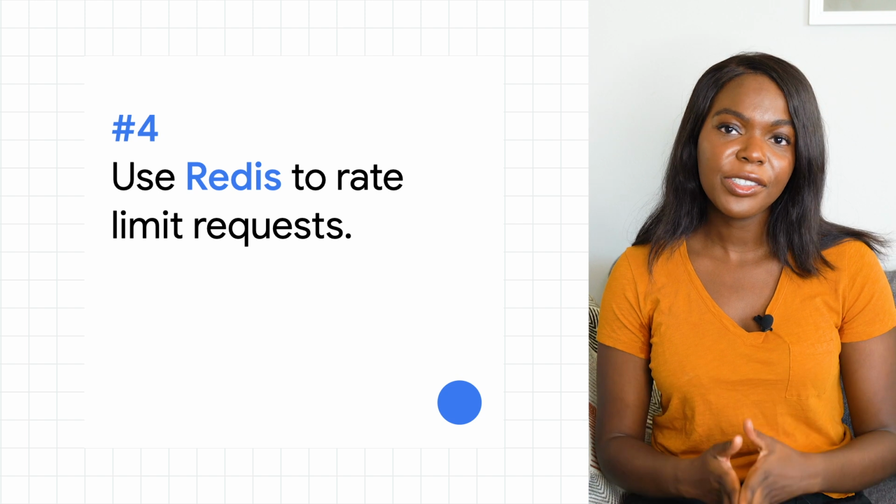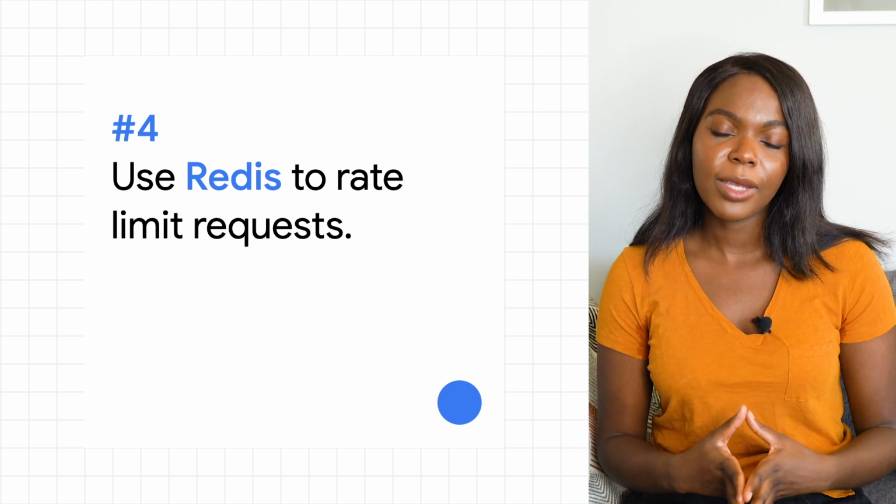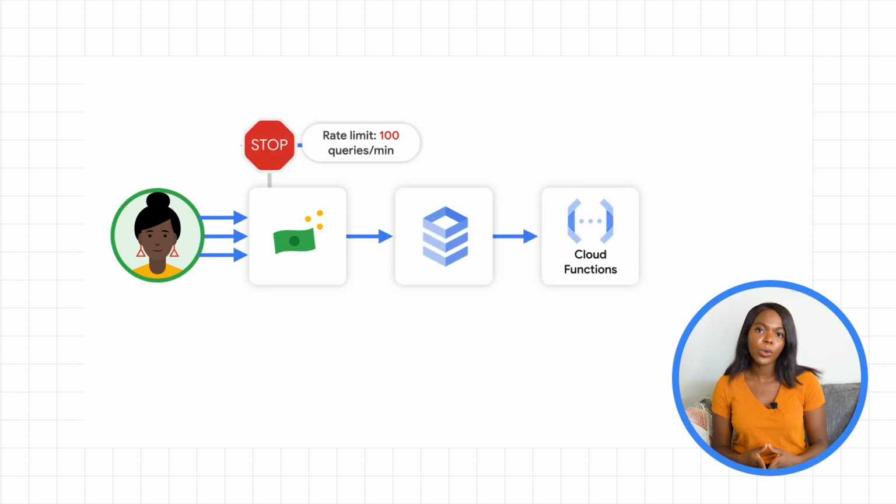Number 4, use Redis to rate limit requests. Sometimes you need to perform rate limiting in the context of the HTTP request. For example, you might want to protect your system from abusive users with per-user rate limits, like 100 wallet queries per minute, to control the flow of requests to your serverless workloads.